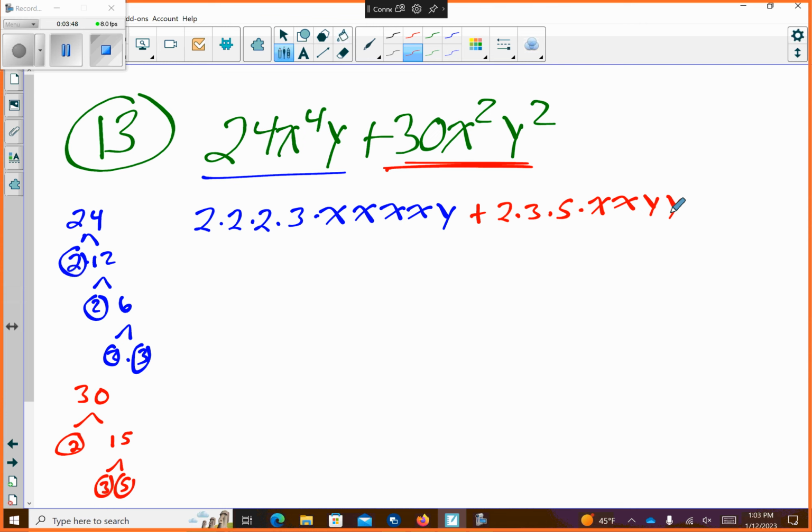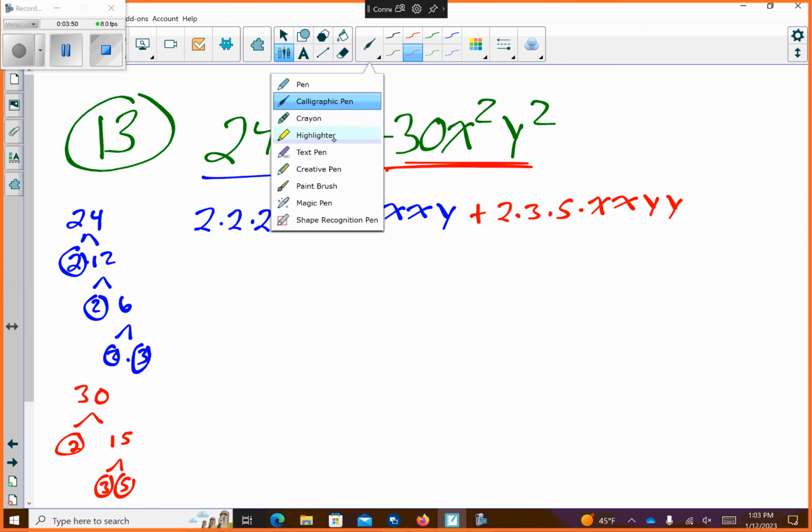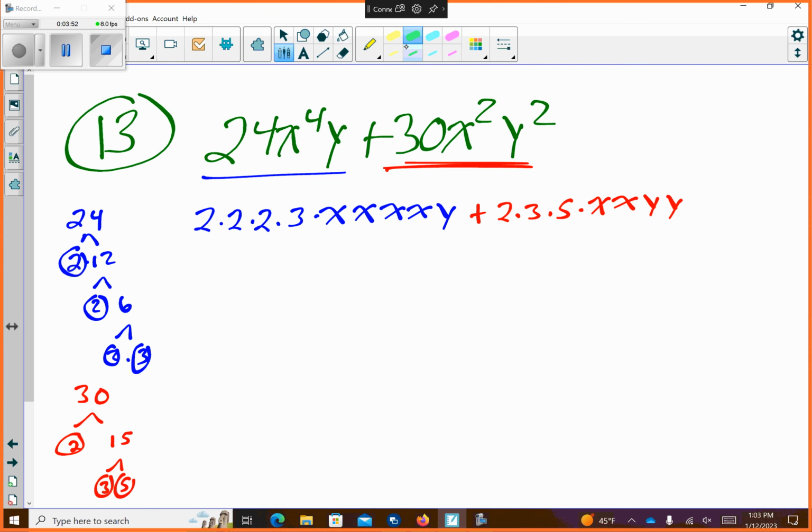Okay. All right, so I'm going to just use my highlighter. So I have a 2 and I have a 2. Okay, is there any other 2s that the blues and the reds have in common? No. What's the next number they have in common? 3. So I have a 3 and a 3. What else do they have in common? They have an X and an X. Another X maybe? Do they both have a Y? Yep.